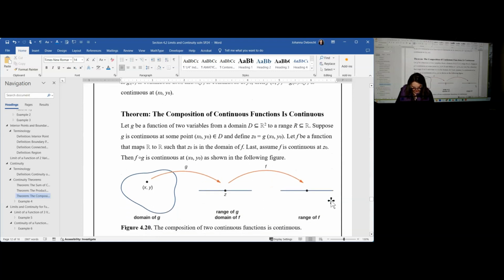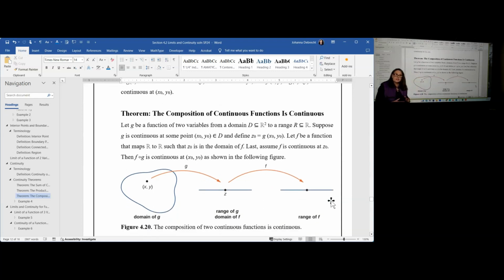Let's take a look at what the picture of this situation looks like. The composition of two continuous functions, where one is multivariable and one is single variable, is continuous. We start with a subset of the real R2, the xy plane. We take an ordered pair under g to get a single finite real value z. This then maps under the function f to another real value. So g is a function of two variables, f is a function of one variable, and the composition is continuous at the value x naught, y naught.